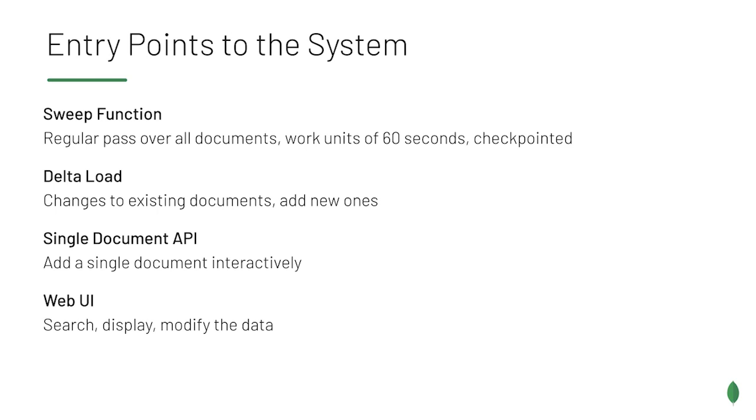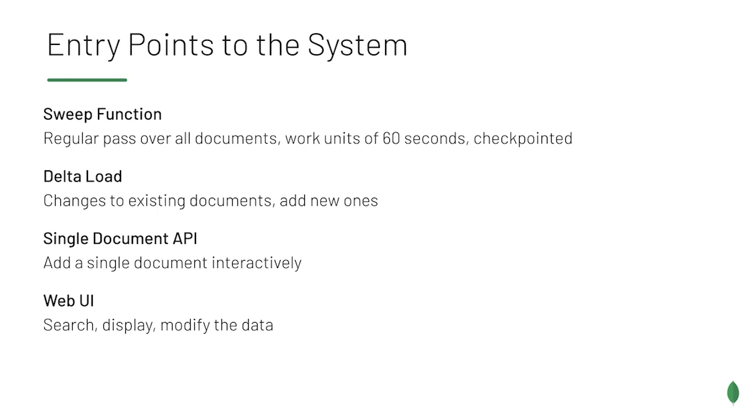After 60 seconds, we checkpoint whatever we have achieved so far. The next time we get called, maybe right in the next minute, we do another 60 seconds worth of work, and then we checkpoint again, and so on. The second way to use the system is to perform a delta load. So you may put new documents, changes to existing documents into a source collection. That source collection will be carried over into the master collection, and we perform the matching process there again.